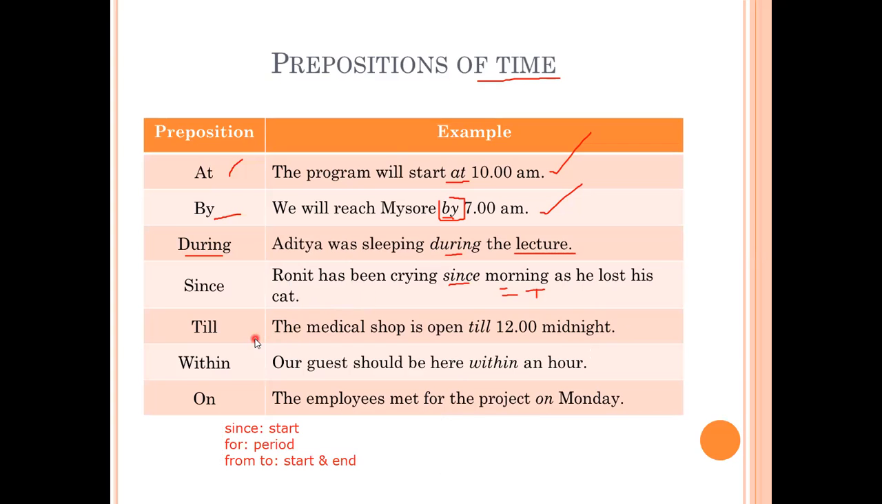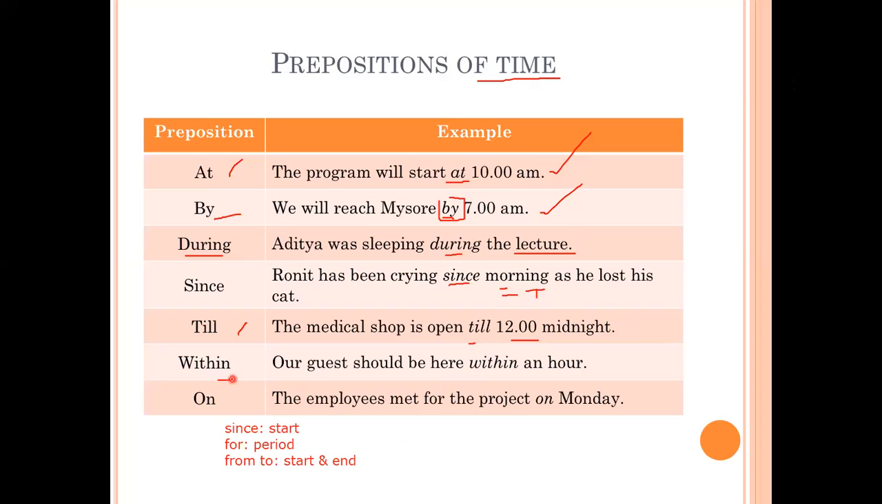Let's go here. Next we have till. The medical shop is open till 12 midnight. So what does till indicate? It refers to time, but it is the maximum limit of something. So till 12, till 10 a.m. You can say students can submit their projects till Monday. If it is till Monday, students cannot submit after Monday. So Monday is the maximum limit for submitting assignments. This way you can get the meaning of till. Remember again, till and still are different.